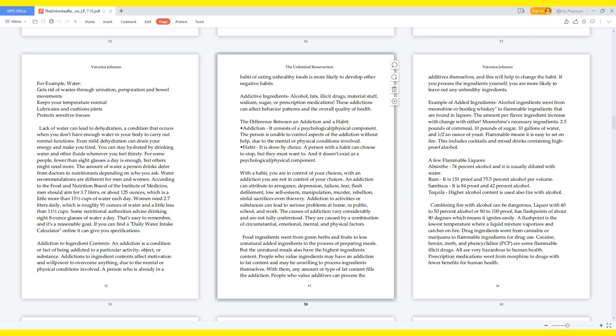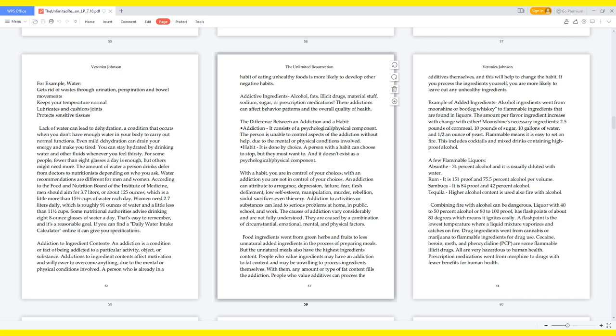The causes of addiction vary considerably and are not fully understood. They are caused by a combination of circumstantial, emotional, mental, and physical factors. Food ingredients went from green herbs and fruits to less natural added ingredients in the process of preparing meals. But the unnatural meals also have the highest ingredients content.